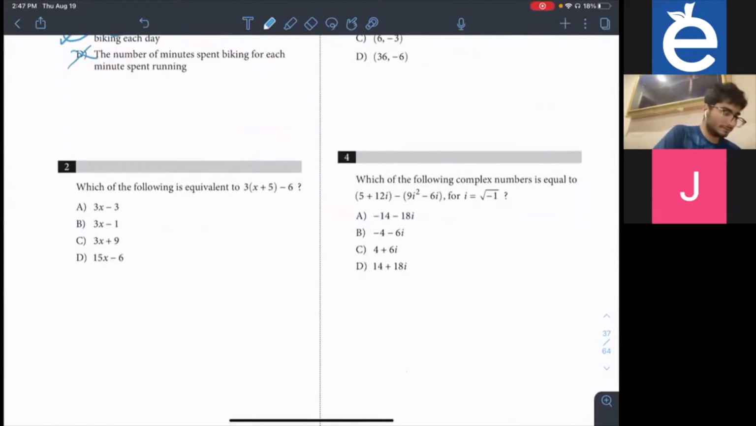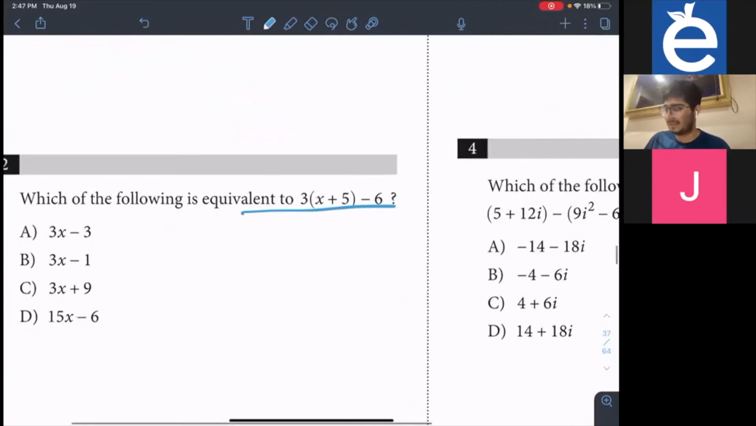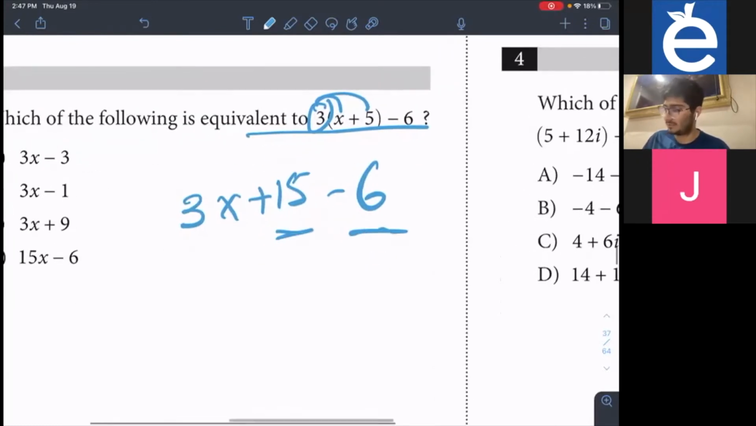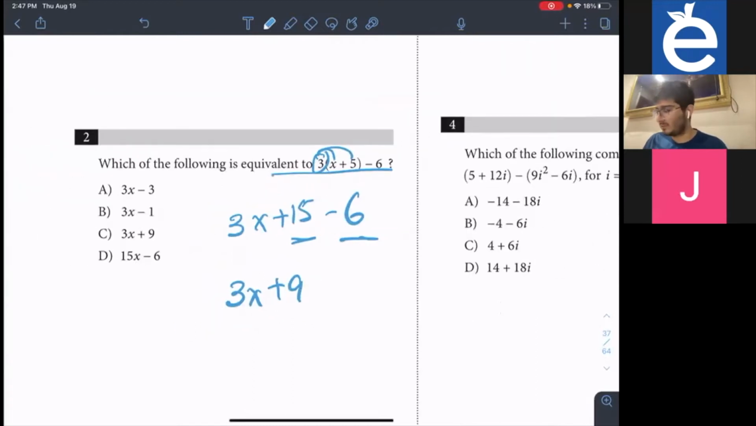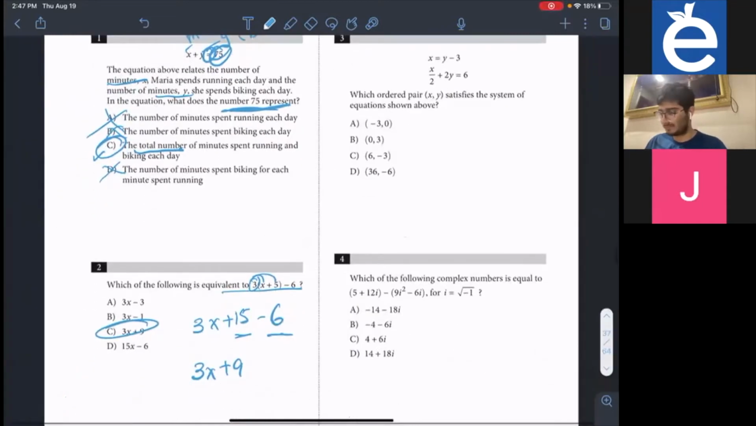Question 2. Which of the following is equivalent to 3 times x plus 5 minus 6? First, we would have to distribute the 3 inside the parentheses to get 3x plus 15, because 3 times x is 3x, and then 3 times 5 is 15, and then subtract the 6. You can't forget about that. And now you just have to combine like terms. So it would be 3x, and 15 minus 6, which is 9. So it would give you 3x plus 9, which is choice C. Not that hard, it was just simple algebra.